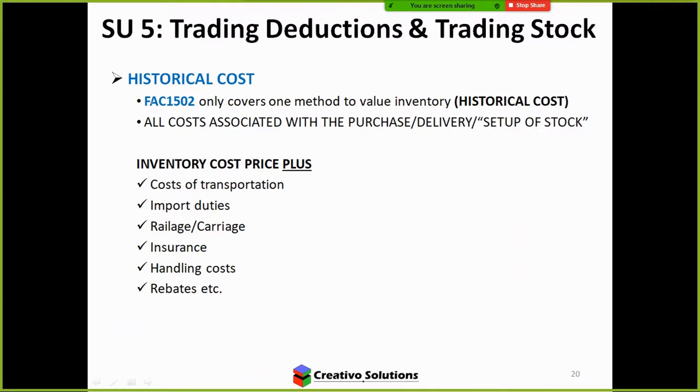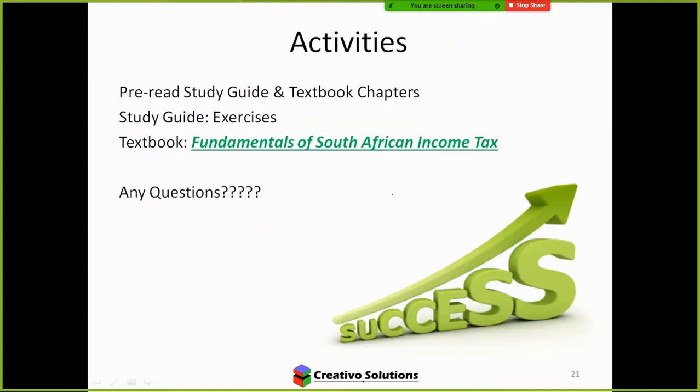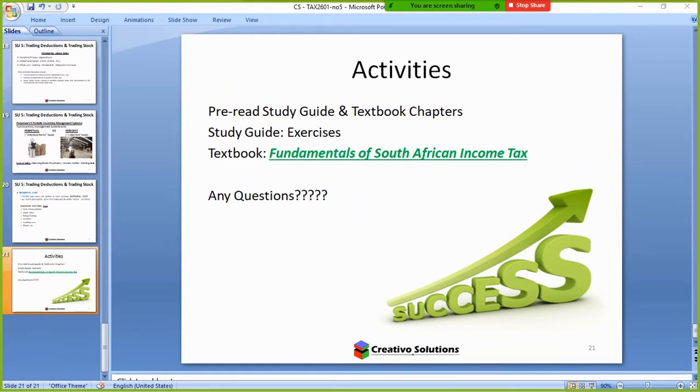Something else that I've included here from 1502 is your historical costs. Okay, if you've got any of these things, because it relates to inventory, would you say these are deductible or not? They should be deductible. Exactly, they are. Right, because it relates to inventory. Remember, inventory is bought with the intention to sell. Do you agree? Yes. Okay, so you can have other costs as well that are related to the inventory, and those would be seen as deductible. All right, that wraps up the notes. Let's go to that study guide just to show you some examples.